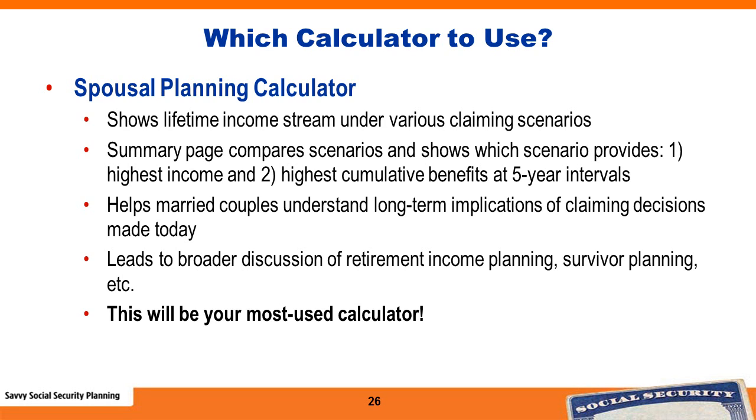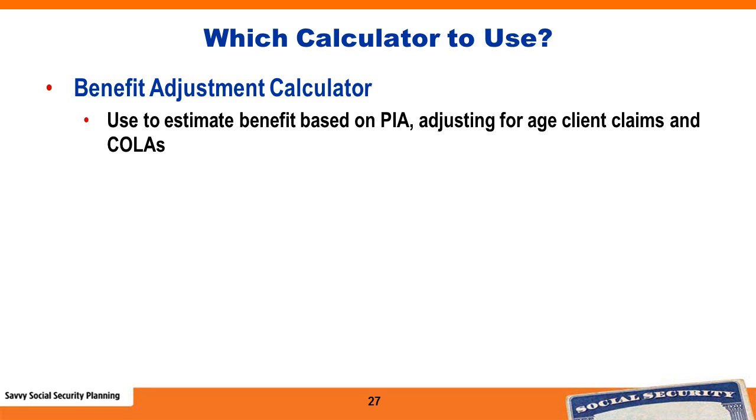By far, this will be your most used calculator because it helps in strategizing. Spousal planning is very complex because each spouse is of a different age and has a different benefit amount, so it's not always easy to know who can do what and when. The spousal planning calculator lays everything out for you so you can help clients strategize about when to start Social Security and how to take advantage of spousal benefits.